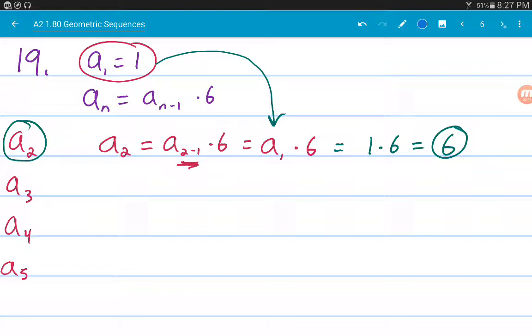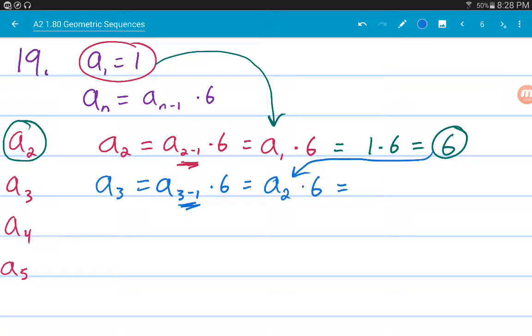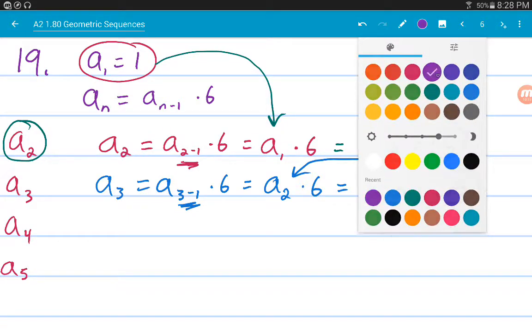I'm going to switch my color. If I want to find a sub 3, it is equal to a sub 3 minus 1 times 6. 3 minus 1 is 2, so this is a sub 2 times 6. And wait, I actually know a sub 2. It was right here, so I can just plug that in, and I get 6 times 6 equals 36. The same pattern happens. I'm only going to do one more.